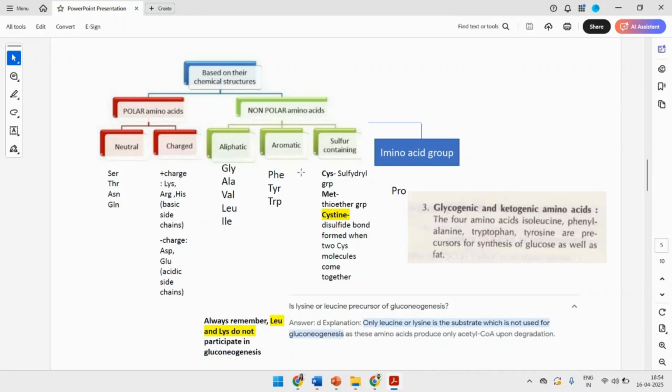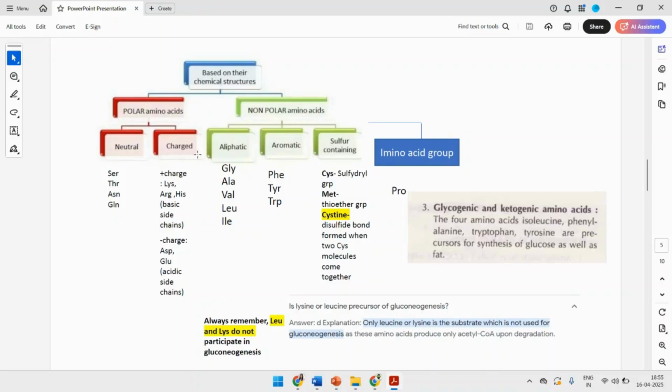Now, when we talk about the aromatic amino acids, we have three aromatic amino acids, which means that they have a benzene ring: phenylalanine, tyrosine, and tryptophan. Then in aliphatic amino acids, we have glycine, alanine, valine, leucine, and isoleucine. So these are your aliphatic amino acids. And remember one thing, that glycine is that particular amino acid which does not show optical activity.